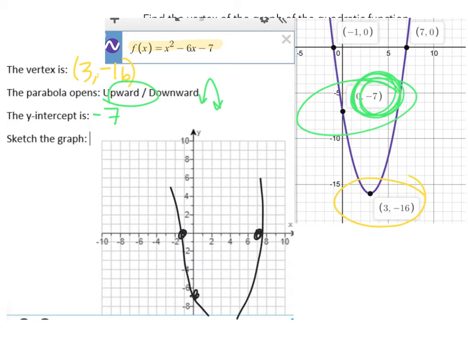Now, when you do this on the test, it's going to want you to enter in the vertex and the y-intercept in order to graph it. So that graphing function is going to make you do the vertex and the y-intercept.